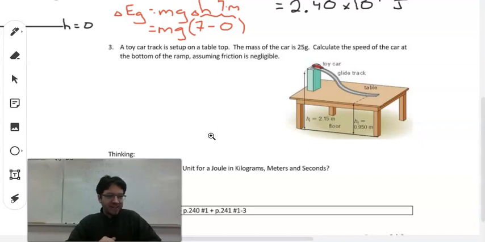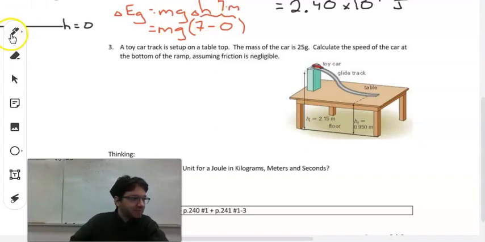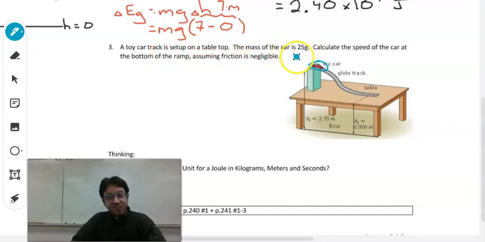So what do I mean by that? Let's try this example. We have a toy car up here, set up on a tabletop. The mass of the car is 25 grams. We'll have to change that to kilograms. Calculate the speed of the car at the bottom of the ramp, so down here.